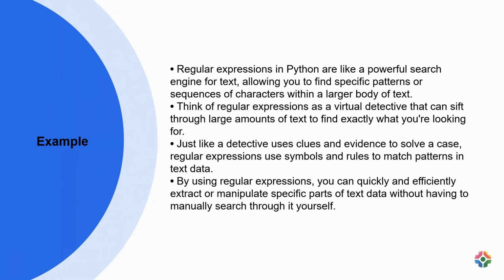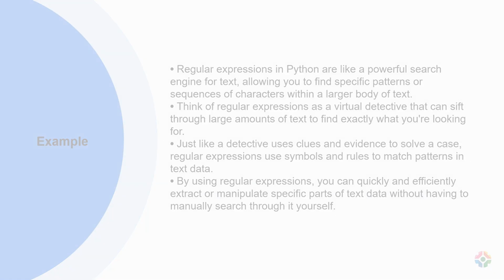Regular expressions in Python are like a powerful search engine for text, allowing you to find specific patterns or sequences of characters within a larger body of text. Think of regular expressions as a virtual detective that can sift through large amounts of text to find exactly what you're looking for. Just like a detective uses clues and evidence to solve a case, regular expressions use symbols and rules to match patterns in text data. By using regular expressions, you can quickly and efficiently extract or manipulate specific parts of text data without having to manually search through it yourself.